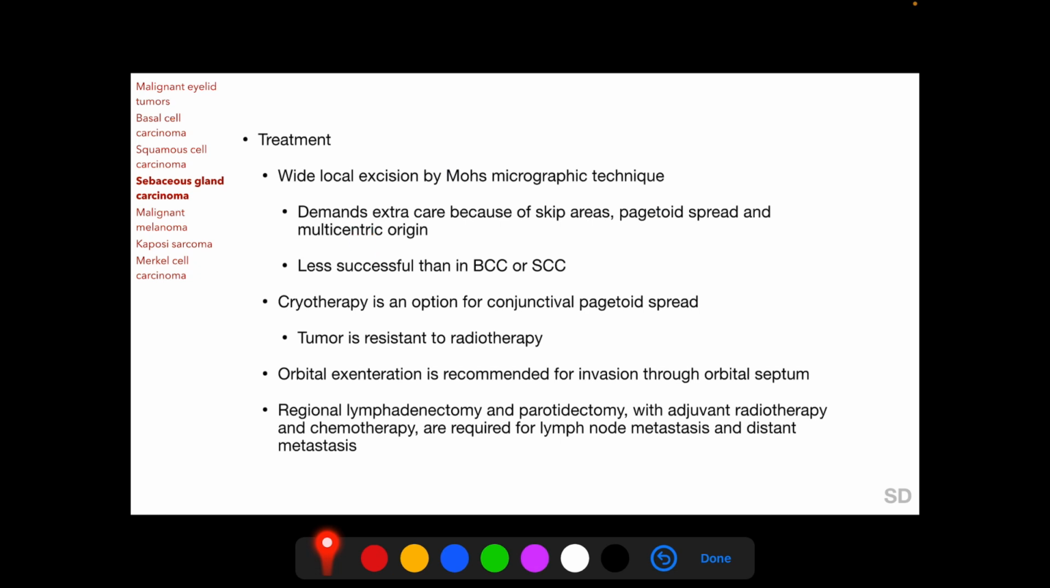Mohs micrographic technique is less successful in preventing recurrence in sebaceous gland carcinoma than it is in basal cell carcinoma or squamous cell carcinoma, and cryotherapy is an option for conjunctival pagetoid spread. However, sebaceous gland carcinoma is known to be relatively resistant to radiotherapy. Orbital exenteration is recommended for invasion of the tumor through the orbital septum, and regional lymphadenectomy with parotidectomy with adjuvant radiotherapy and chemotherapy are required for lymph node metastasis and distant metastasis.